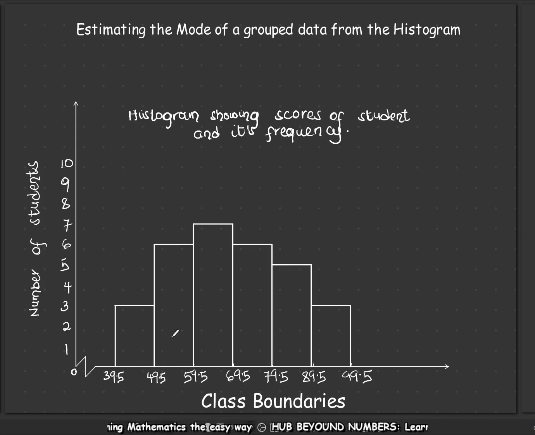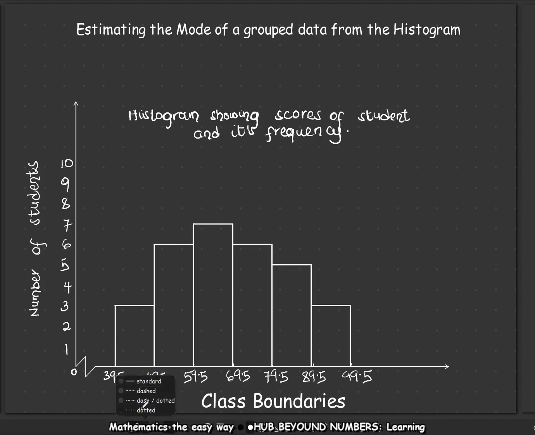This is one group. This here is another group. This here is another group. This and this, they are all groups, or classes. So we can determine a modal class, and the definition of mode applies as well. To determine our modal class, look at the class that has the highest frequency.